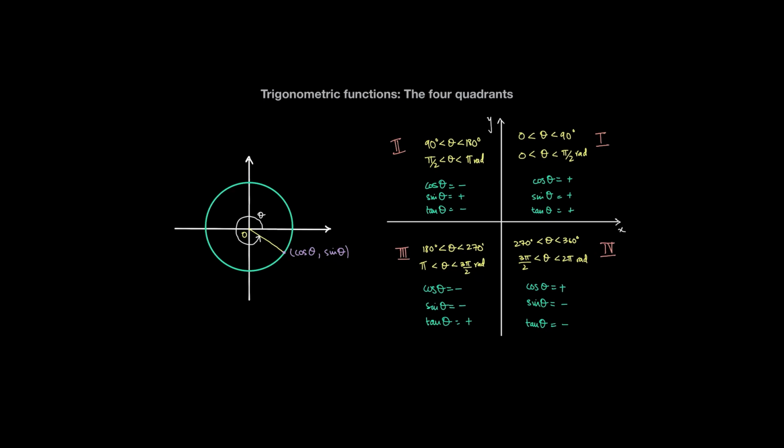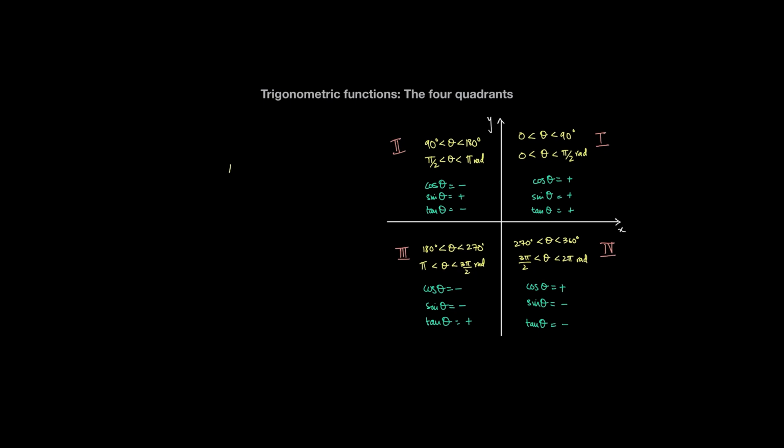And if theta is in the fourth quadrant, in other words, an angle theta between 270 and 360 degrees, or between 3 pi over 2 and 2 pi radians, only the cosine of theta takes on a positive value, whereas the sine of theta and the tan of theta take on negative values. A simple way to remember this is by using the following mnemonic.